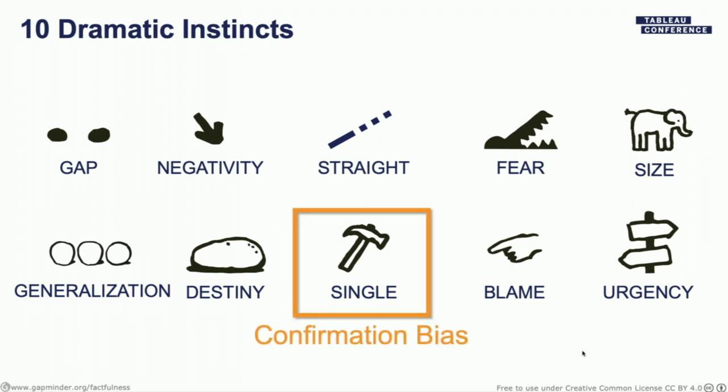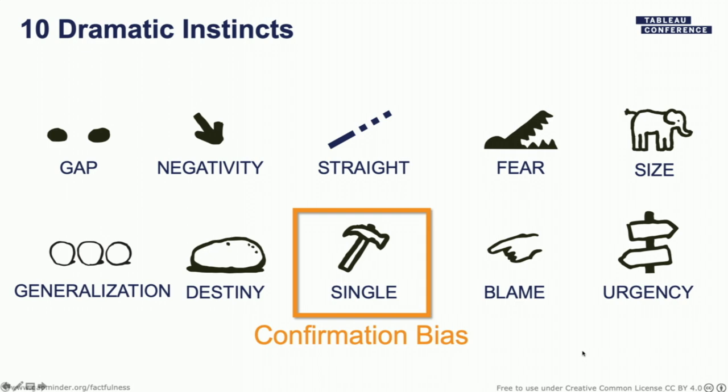But I'm going to focus on this one down here on the bottom that Hans labeled single. If you read the book, a more academic name for this one is confirmation bias. This is a bias that humans just have. Where if we think we know the answer to something, we will gather up evidence to confirm what we think might be the answer to it. And the interesting thing about confirmation bias is that the smarter you are, the more effective you are at confirming your answer, right? So this is the one that really gets smart people, like data people, like the people at this conference. And that's why I'm focusing on this one.